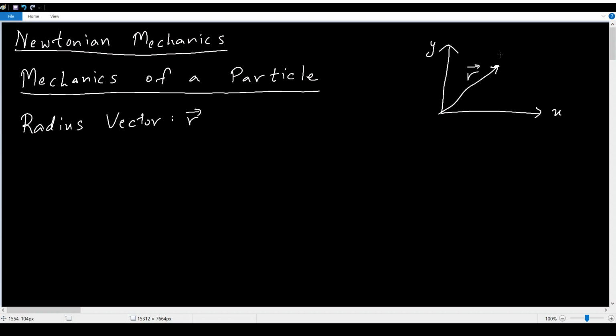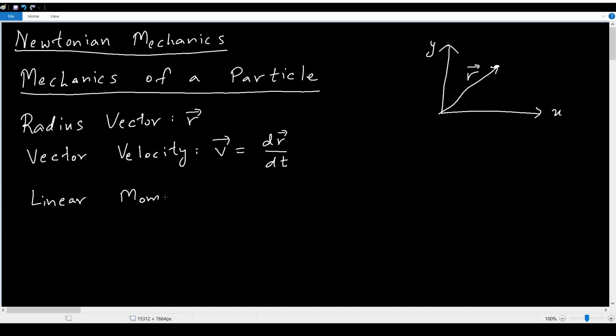So to denote how fast the particle is moving, we use the time derivative of the radius vector, which we call the vector velocity. So vector velocity v is just the time derivative of the radius vector. We further define the linear momentum of the particle as p equals mv, where m is the mass of the particle.